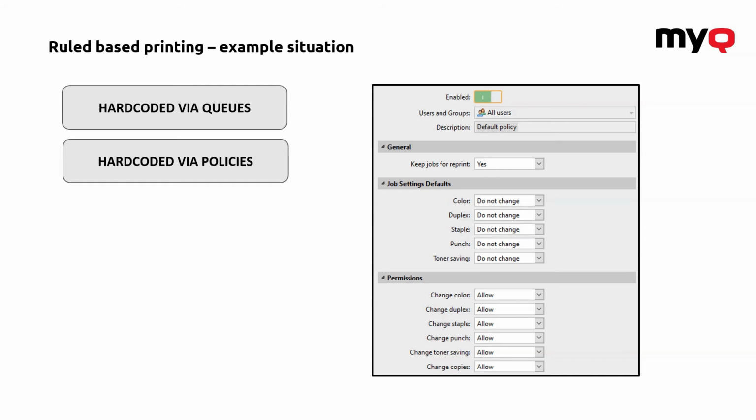As you can see, we can set settings like color, duplex, stapling, punching, toner saving, and some permissions for what the user can do on a machine, like whether they can change the color, duplex, staple, punch, saving, or number of copies. These settings are available on the embedded terminal, so potentially, if we allow it, the user can modify the settings. But if we don't want to, we can of course hard code it here, and that way the user will not be allowed to bypass the settings.